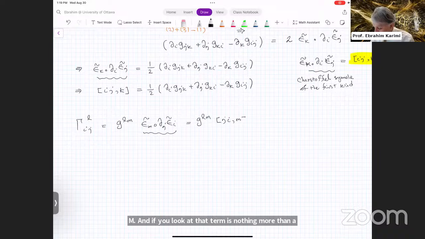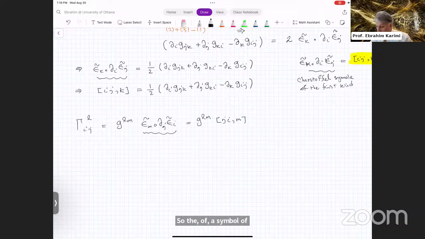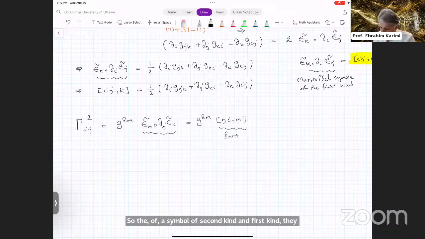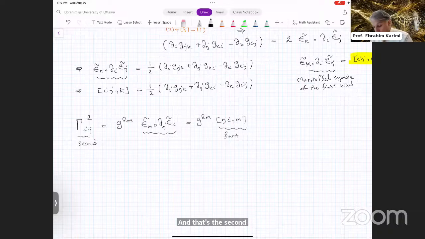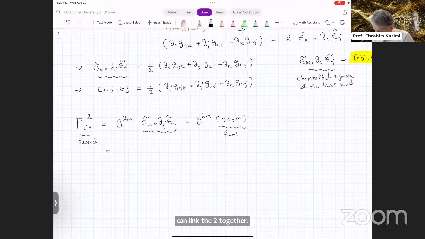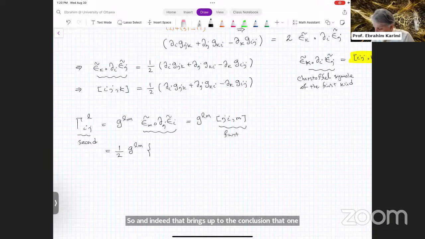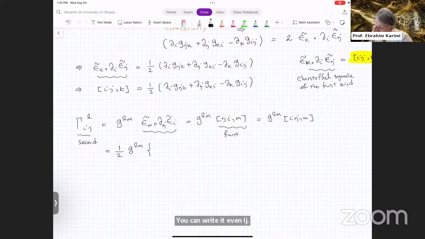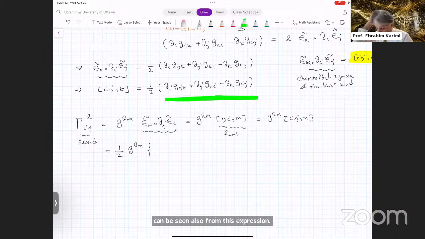So the Christoffel symbols of the second kind and first kind are linked to each other. That's the first kind, and that's the second kind, and they are linked via these relations. Indeed, they can be linked via the metric: if you look at the contravariant metric, you can link the two together. That brings us to the conclusion that 1 divided by 2 g^{lm}, substituting the derivatives that I have, and I have to pay attention to i and j. By the way, this is symmetric in i and j, and that can be seen also from this expression. If you swap i and j, it's the same value.